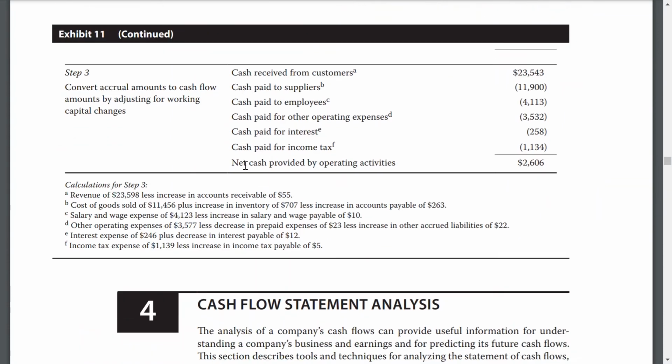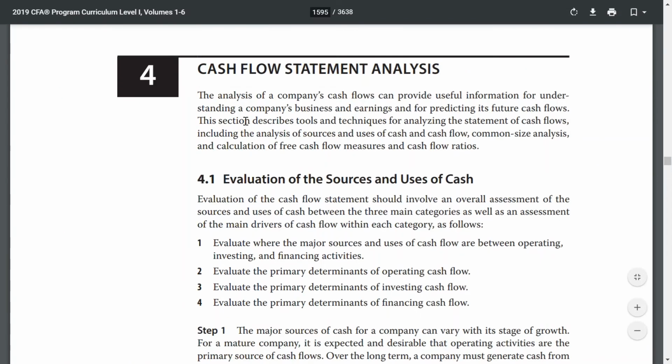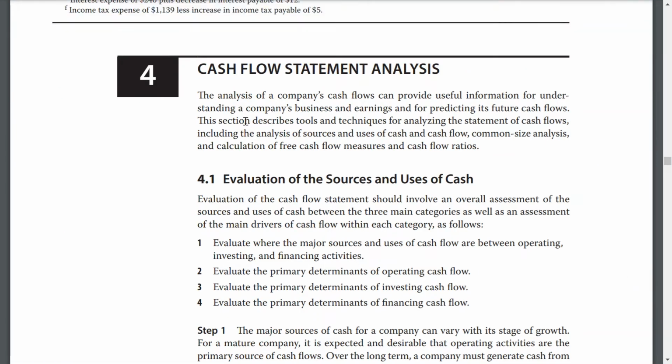Cash flow statement analysis. The analysis of a company's cash flow can provide useful information for understanding a company's business and earnings, and for predicting its future cash flows. This section describes tools and techniques for analyzing the statement of cash flows, including the analysis of sources and uses of cash and cash flows, common size analysis, and calculation of free cash flow measures and cash flow ratios. Evaluation of sources and uses of cash.